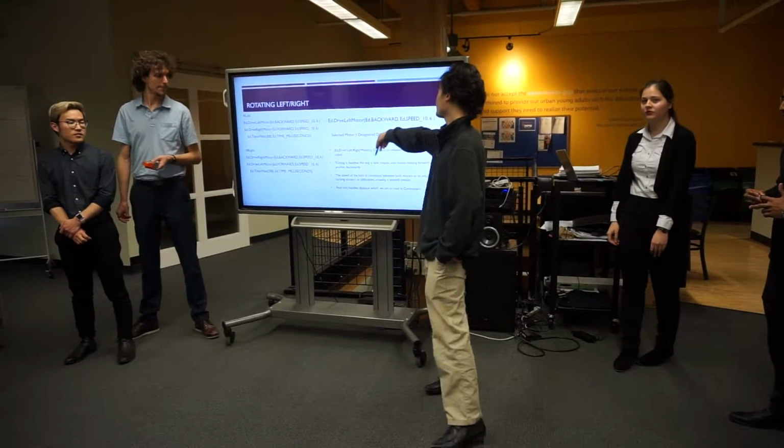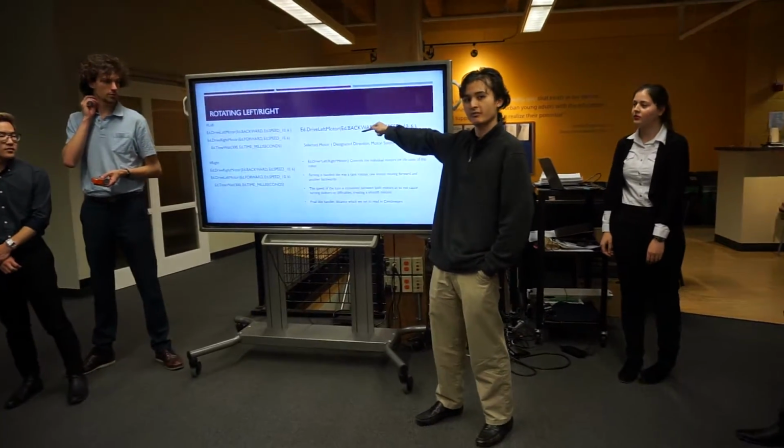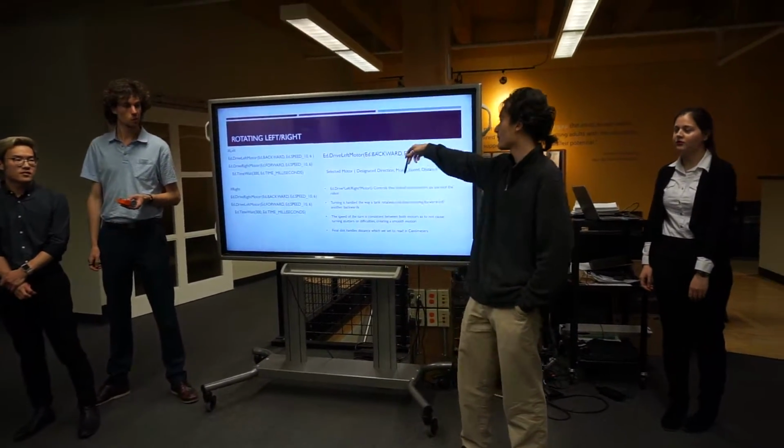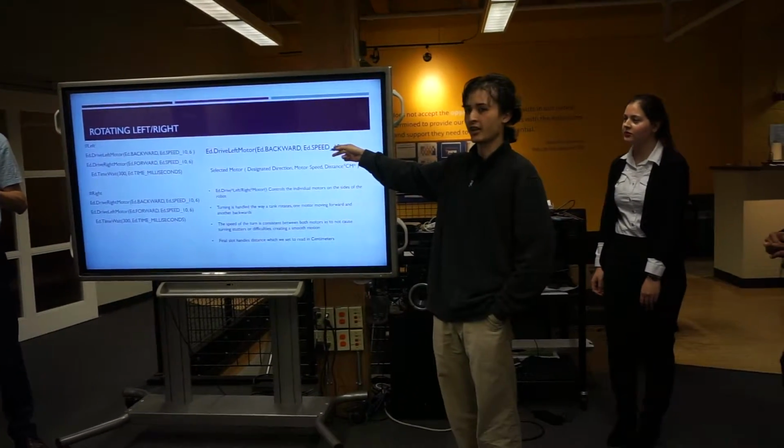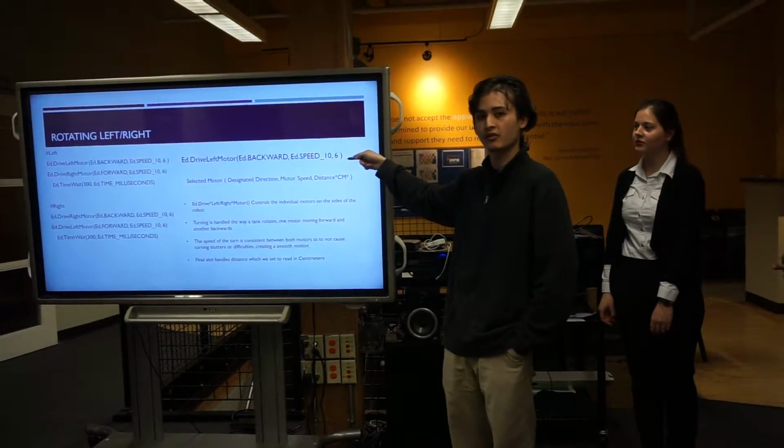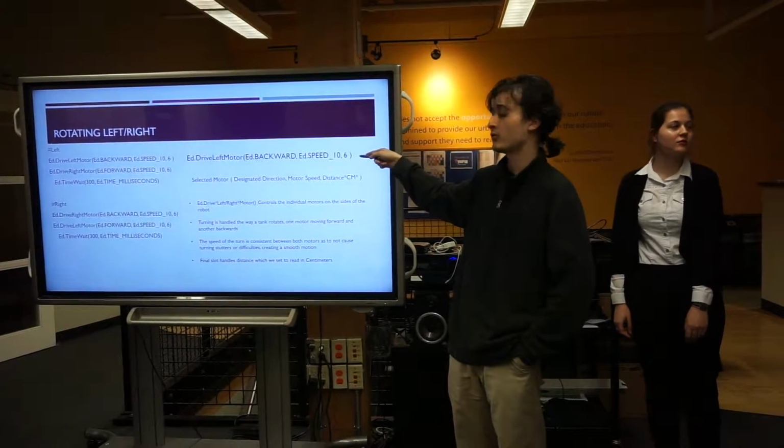So the way the code is set up, you'll have the selected motor and then the direction. So we have the backwards motion, forward motion, as well as the speed, and then the designated distance, which for the ED library will be 6 centimeters.